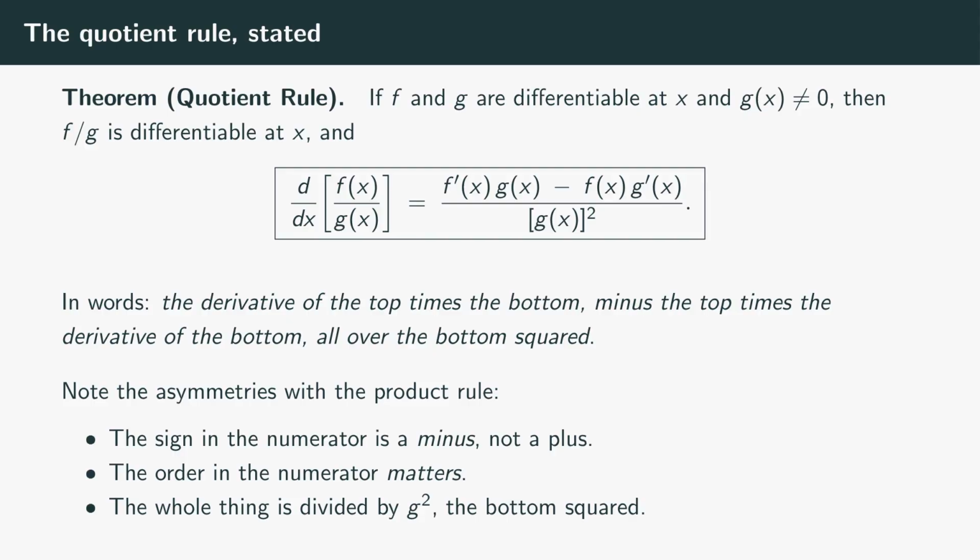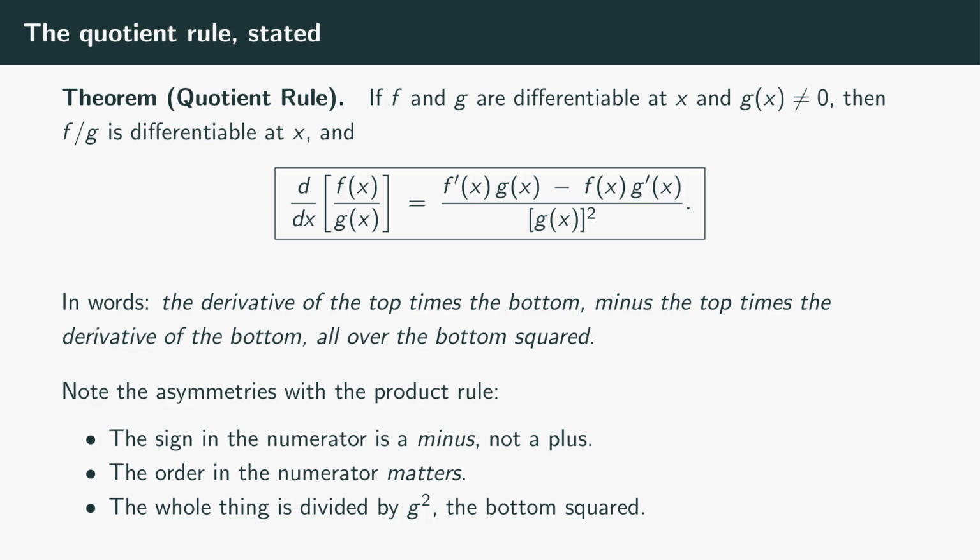On to the quotient rule. Theorem: the derivative of f over g equals f prime g minus f g prime, all divided by g squared. Conditions: g of x can't be 0 because you can't divide by 0, and both f and g need to be differentiable at x. In words, the derivative of the top times the bottom minus the top times the derivative of the bottom all over the bottom squared.